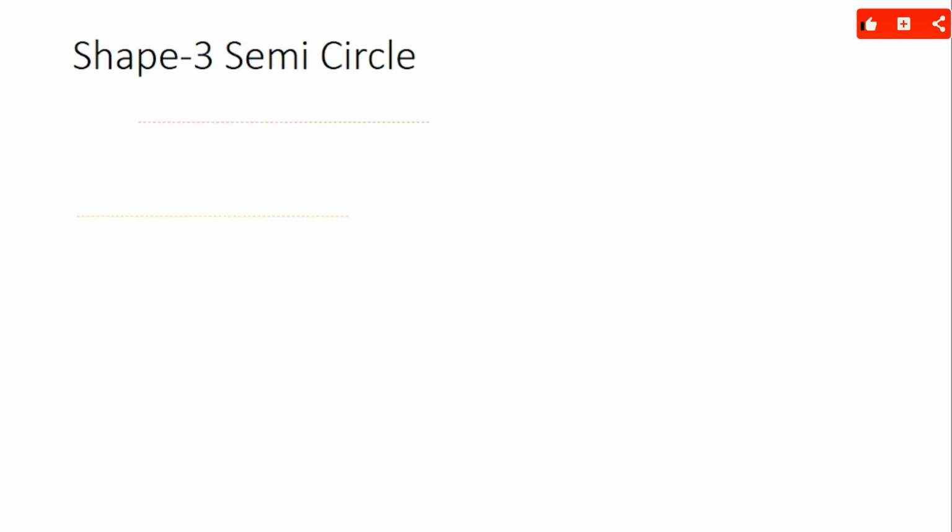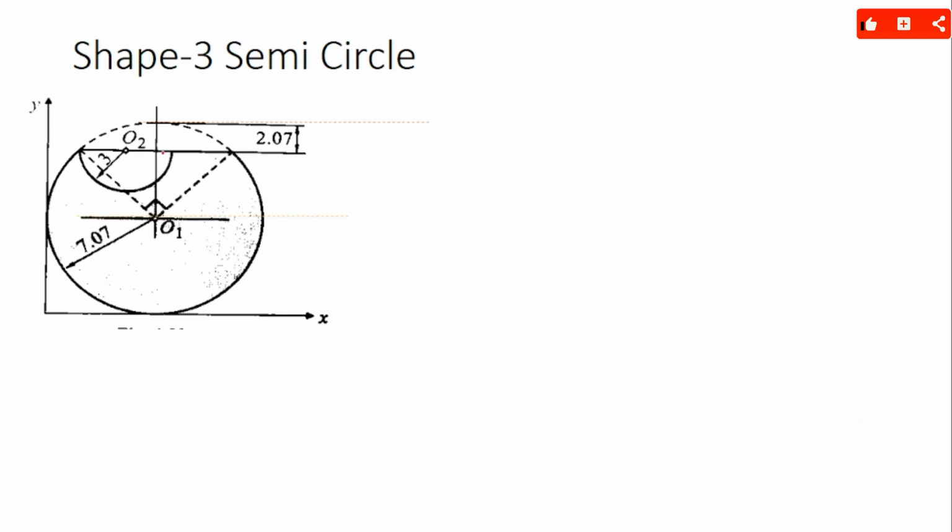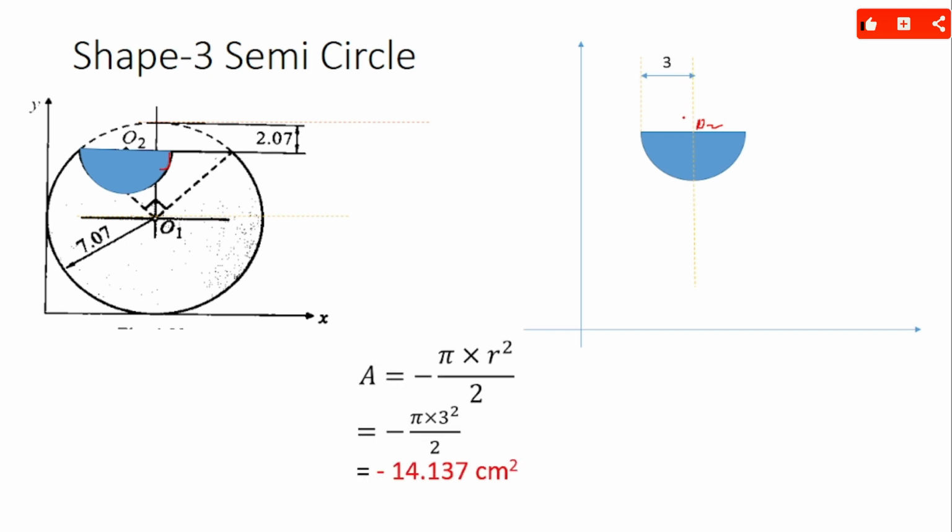Now we'll go to the third shape, that is the semicircle. This is the location of the semicircle. Now we'll plot it on the graph. This is the semicircle. This is the center line of the semicircle, O2. From the edge, the radius of this semicircle is 3 centimeter. So the area of the semicircle is equal to minus pi r square divided by 2, where r is equal to 3 centimeter. So we'll get the answer A is equal to minus 14.137. Remember, we will subtract this area from the total area. That's why the minus sign is written with this answer.